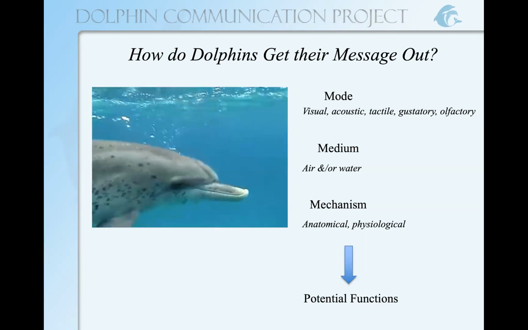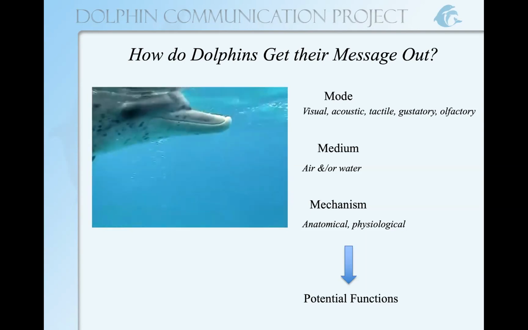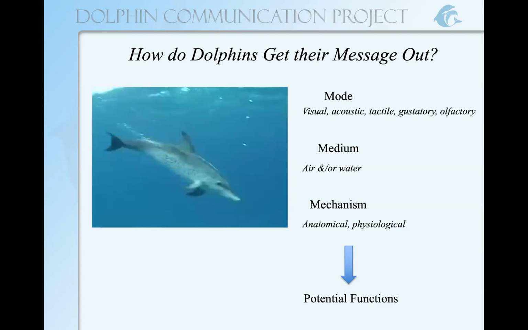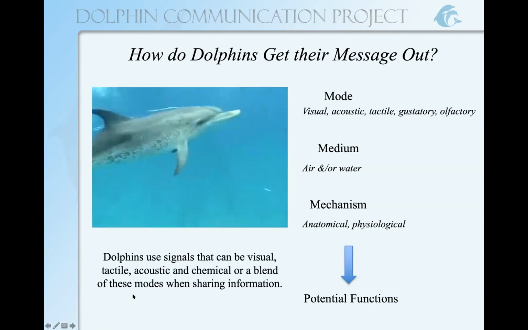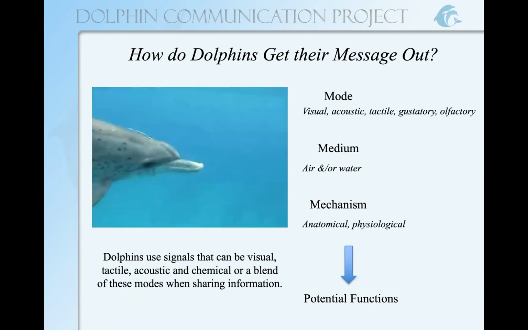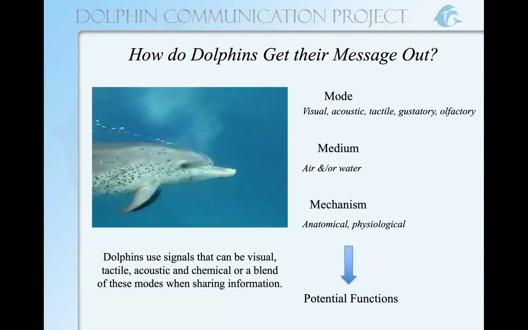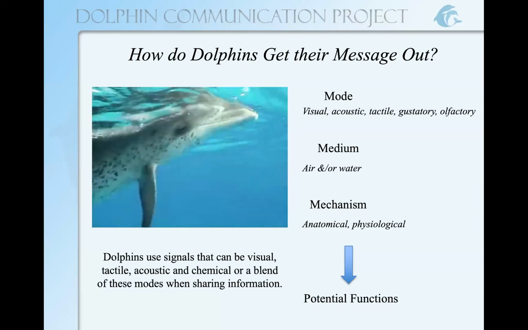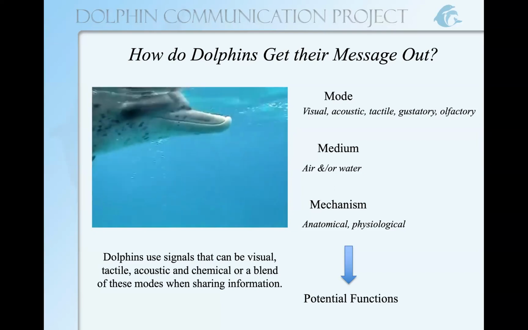These sensory modes are used in air or water, which is the medium in which the signal is transmitted. And the mechanism of that signal production can be anatomical or physiological. These signals for dolphins function similar to those that are used by other social animals. For example, during aggressive or subordinate interaction, for mate attraction, for parental care, for play, and for more. And when you can understand the signals and look at how they're used, then you can get an idea of the potential functions for those signals.